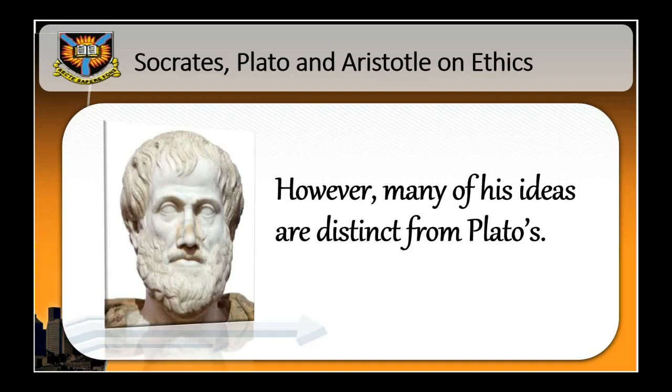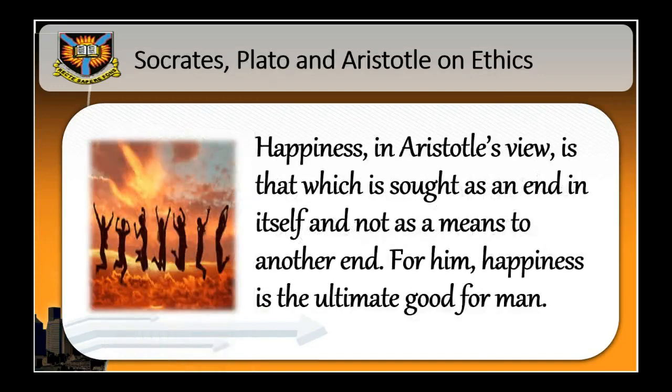Aristotle agrees with his master, Plato, that a life of virtue brings happiness. Happiness, in Aristotle's view, is that which is sought as an end in itself and not as a means to another end. For him, happiness is the ultimate good for man. It is that towards which all other intermediate ends are directed. However, to become a person of virtue, Aristotle propounded his theory of the golden mean.